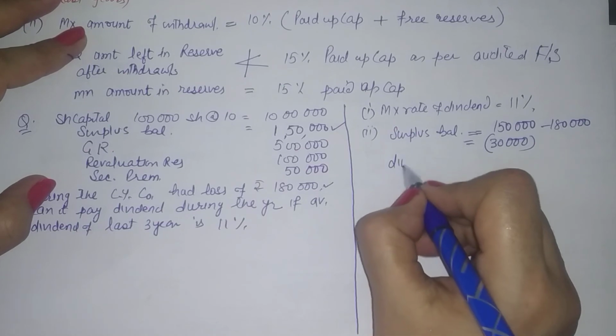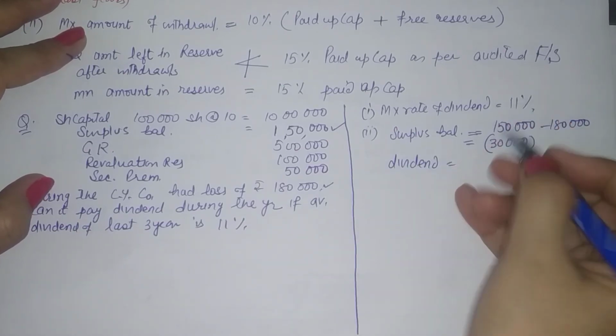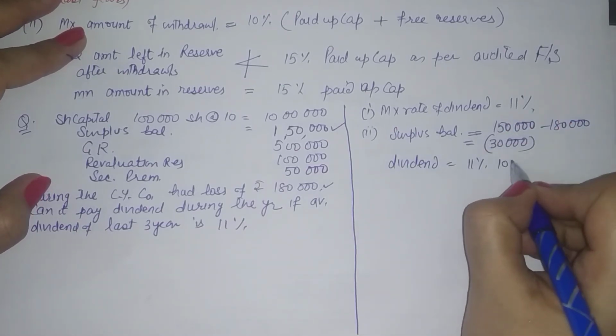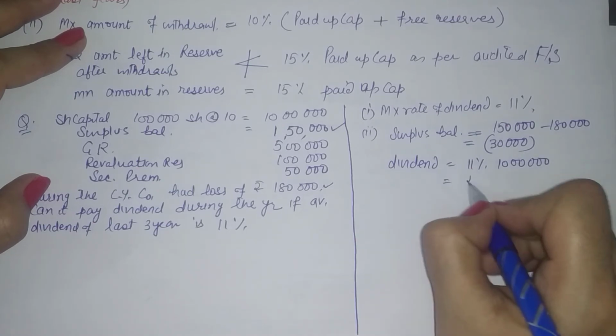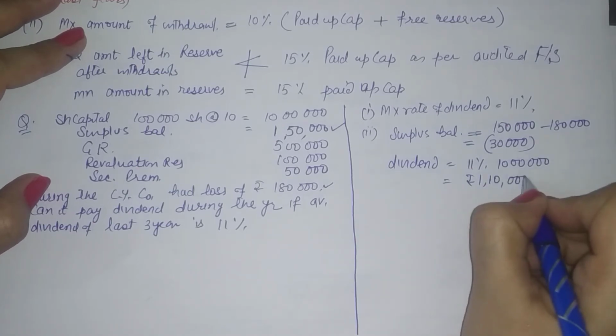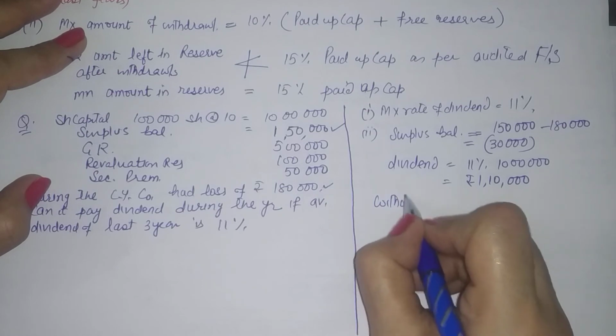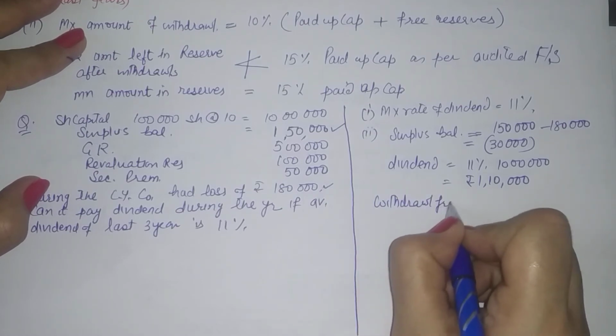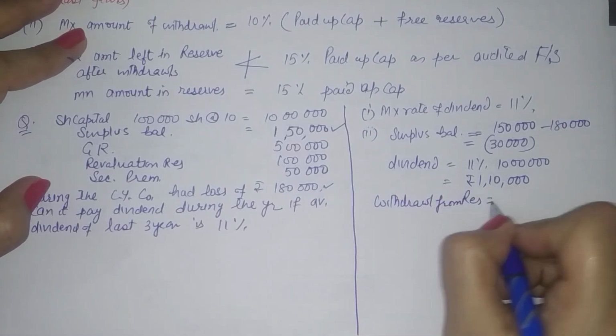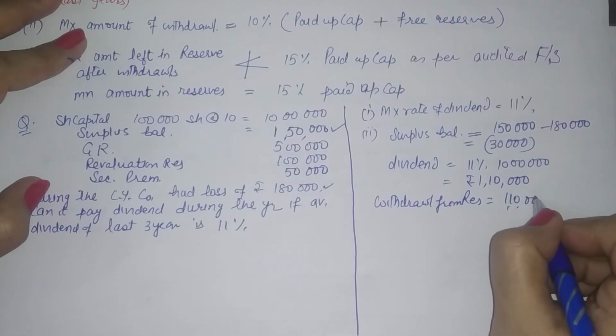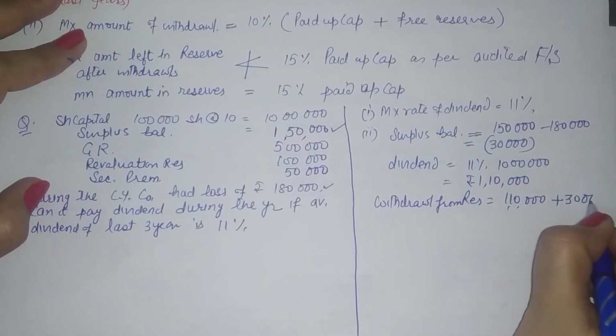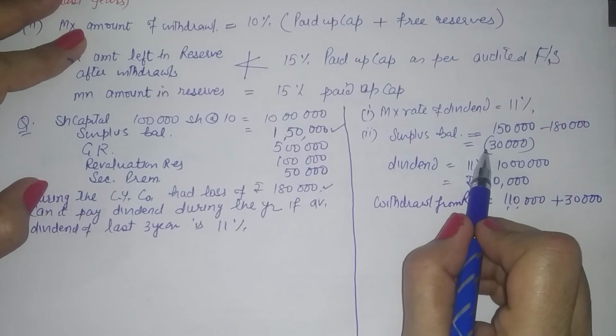So your dividend amount is 11%. So 11% of capital is 1,10,000. So the amount of withdrawal from the reserves is going to be 1,10,000 for dividend plus 30,000 for the loss.